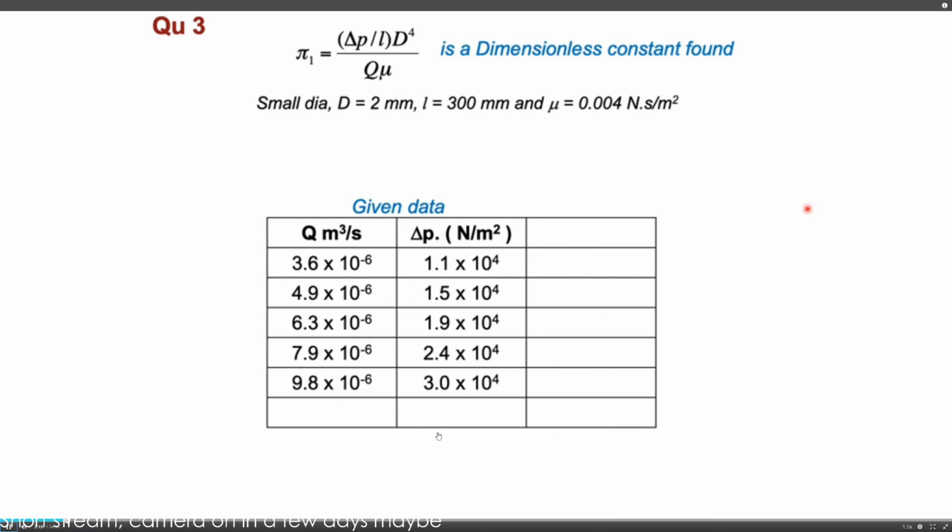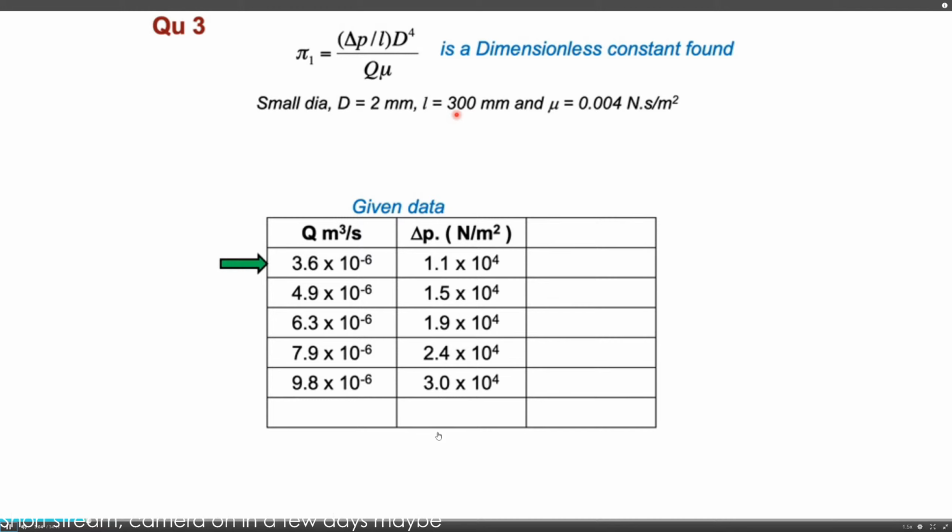Now, the diameter is small. The given diameter is 2 mm, and the length between the pressure drop measurement is 300 mm, and the viscosity is 0.004. Now, this is the experimental data that were derived. So the flow through a very small pipe, 2 mm diameter, at 3.36 times 10 to the power minus 6 meter cube per second, the measured pressure drop is 1.1 times 10 to the power 4. Now this pressure drop is measured across the distance of 300 mm. So take a look at this.